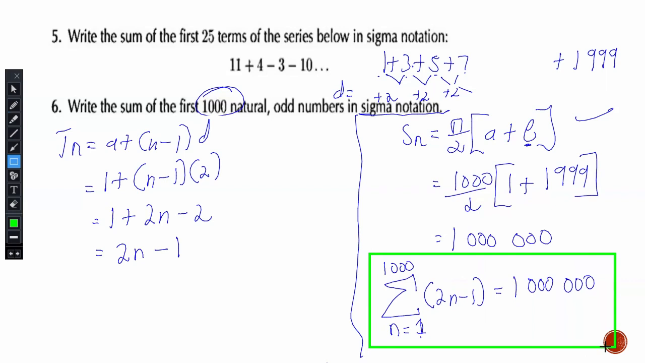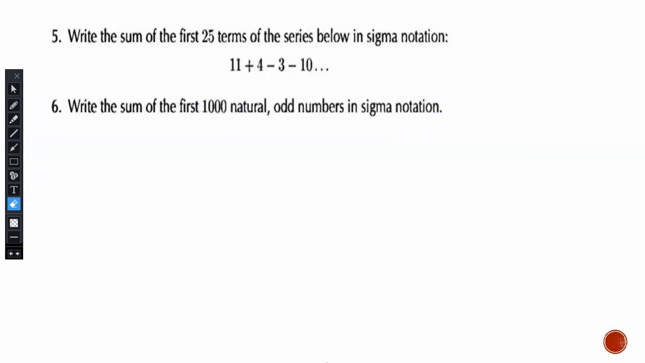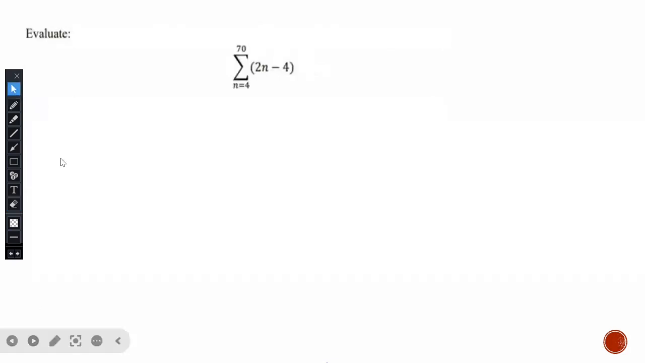So now we have seen that the most important thing is to know the number of terms, to know the general term, and then to know the sum. As we have discussed, those are the questions that you need to answer when it comes to writing the sum of the series in sigma notation. Okay, so let's proceed.